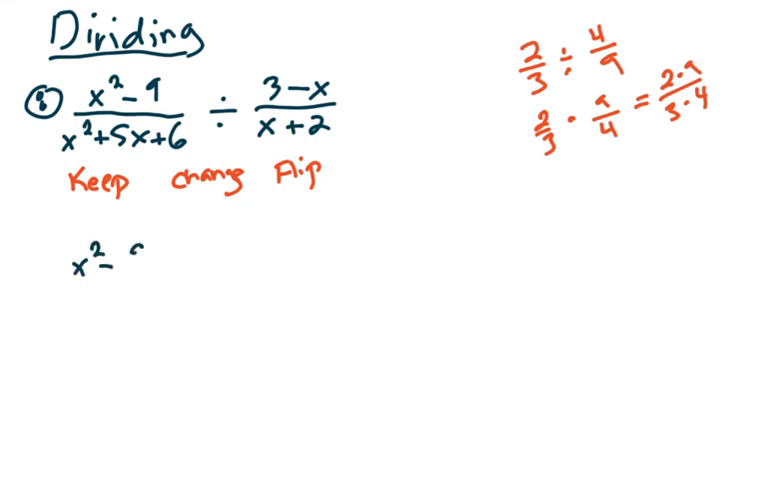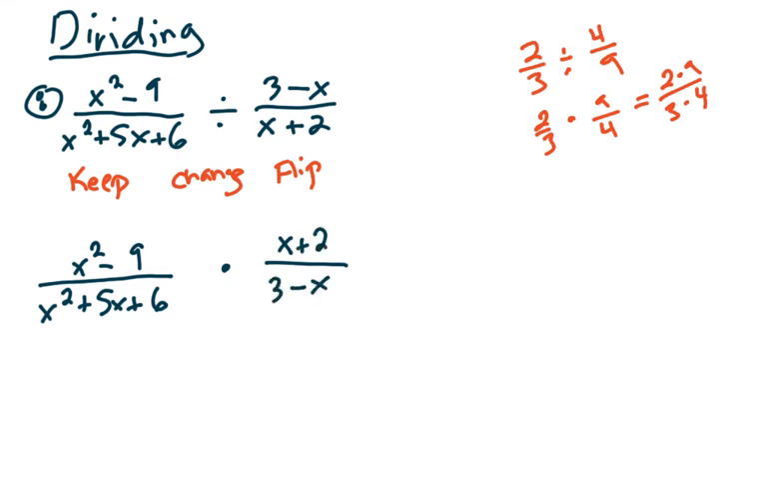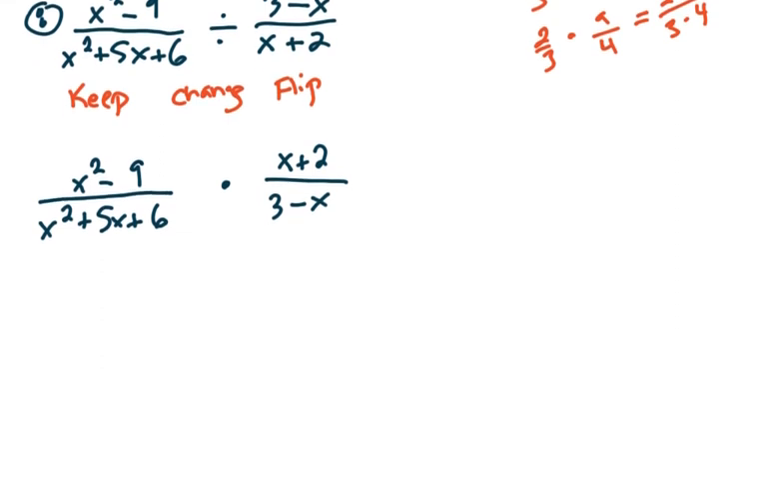So I'll get x squared minus 9 over x squared plus 5x plus 6. Change to a multiplication, and flip our last fraction. So now it's just like our multiplying. We're going to go ahead and factor each one. The numerator on the left-hand side is a difference of squares. So it'll factor into an x plus 3 times an x minus 3.